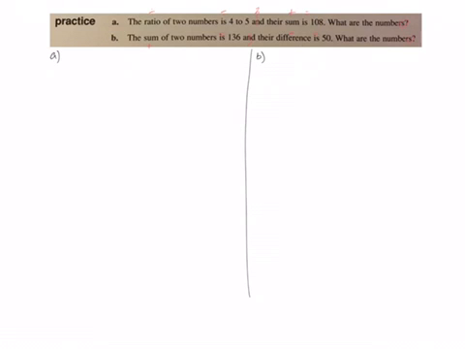So let's see if we can take this and write some equations. So the ratio of two numbers, I'm just going to call my two numbers x and y. So x over y is 4 to 5. There's one equation. And my next equation says their sum, still referring to those same two numbers. So their sum is 108. So x plus y is equal to 108.